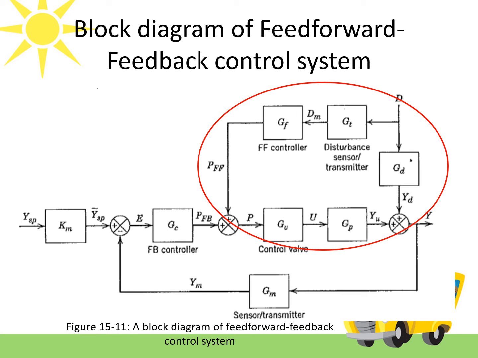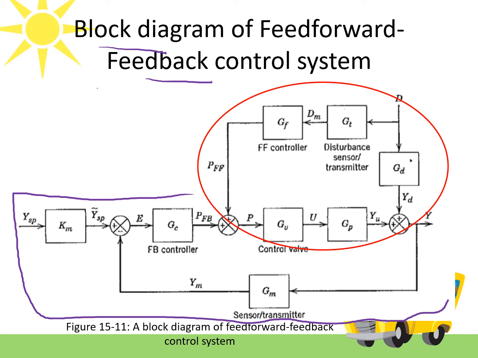This is a block diagram of a feed-forward plus feedback control system. As you can see, this is the feedback part that we have learned previously, and this is the feed-forward part. You have your disturbance, and then you have your transfer function for your disturbance, connected to the transmitter in order to measure the disturbance variable.